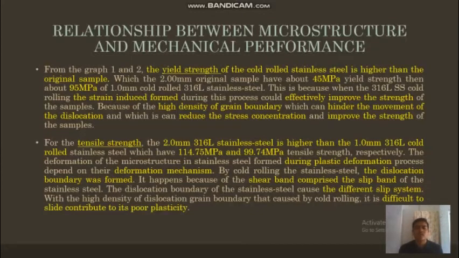The deformation of the microstructure is formed during the plastic deformation, but it depends on the deformation mechanism. By cold rolling the stainless steel, the dislocation boundary was formed. It happens because the shear band comprises the slip band of the stainless steel. The dislocation boundary of the stainless steel causes different slip systems. With the high density of dislocation grain boundary caused by cold rolling, it is difficult to slip, which contributes to its poor plasticity. So by this relationship, we can conclude that by cold rolling stainless steel, elongated grains are produced, a smoother finish, and it also increases the strength up to 20%. Metal hardness also increases, grain size of the metal is reduced, and a higher quality finish is obtained. Thank you.